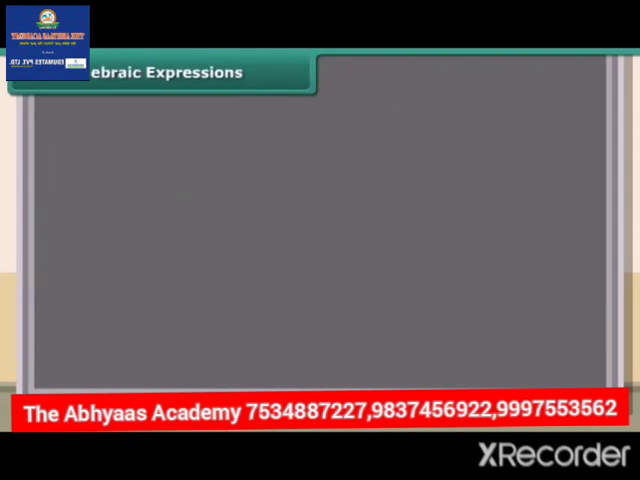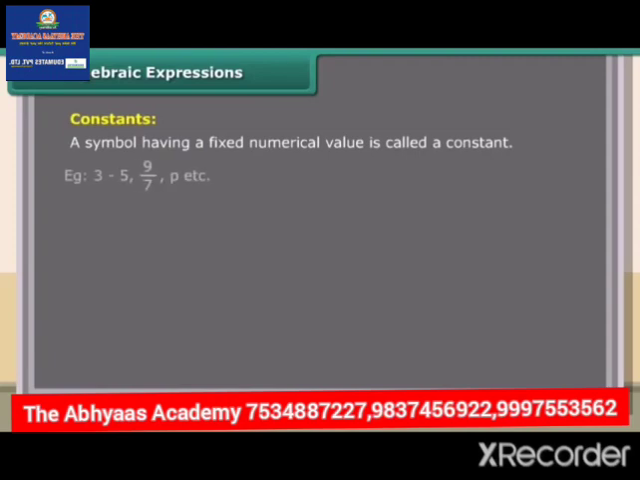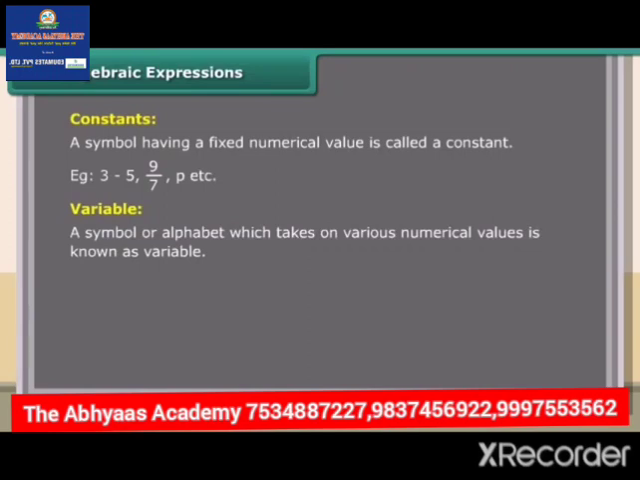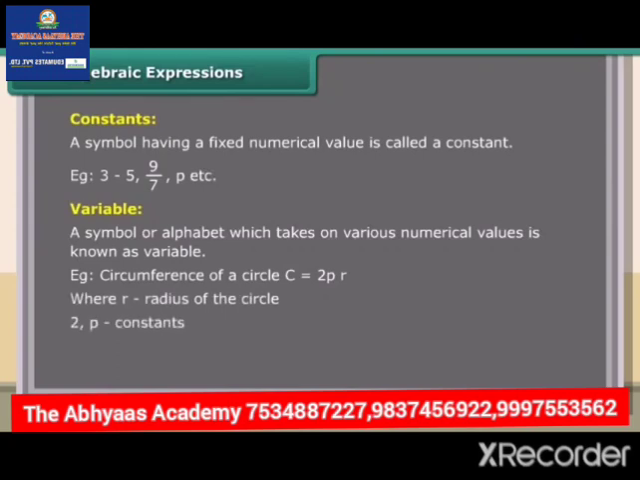Algebraic expressions. Constants. A symbol having a fixed numerical value is called a constant. Example: 3, minus 5, 9 upon 7, pi, etc. Variable. A symbol or alphabet which takes on various numerical values is known as a variable. Example: circumference of a circle C is equal to 2πr, where r is the radius of the circle. 2π is a constant, and C and r are variables.